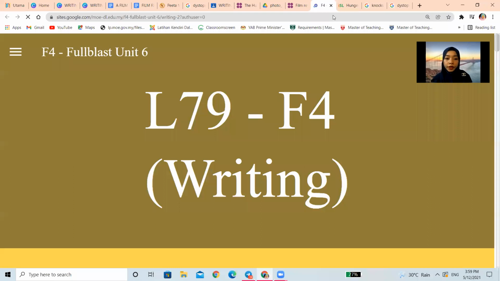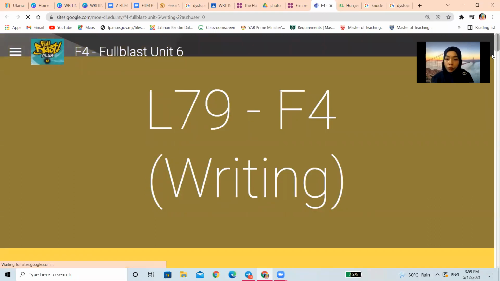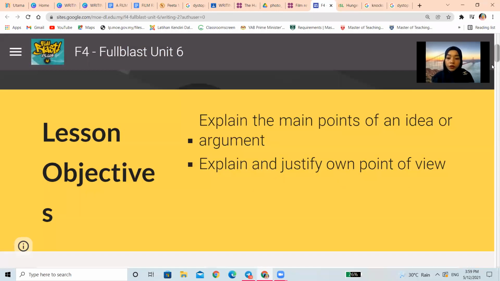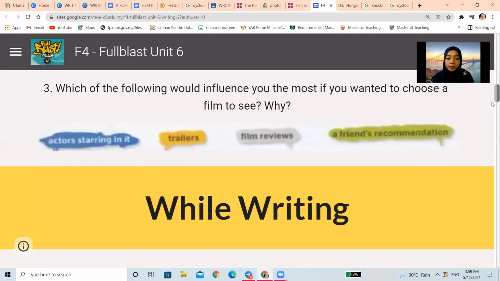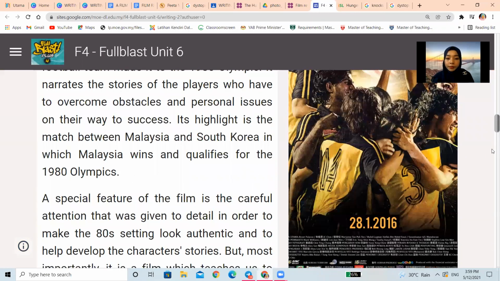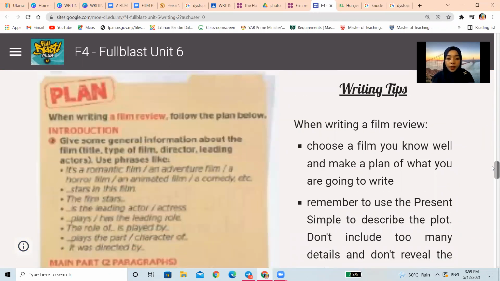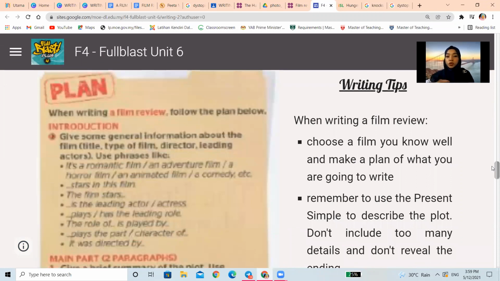Right now we're going to try and refer to a Form 4 textbook. There is a movie review in a Form 4 textbook. It is this one here. If we look at the steps or some of the details, it's not very clear here because this is probably a screenshot taken and then included on this particular website, but I will try and read it out for you. Some of the general information that you can provide in your film review would be, number 1, what sort of genre is it?